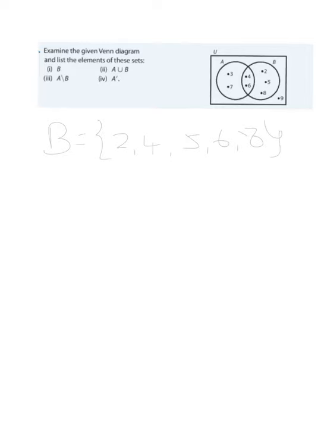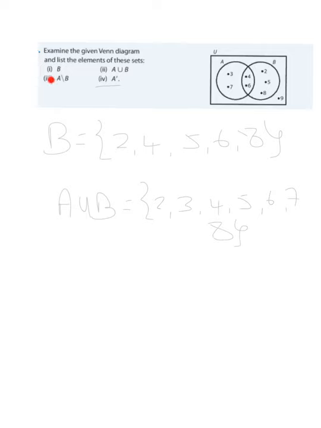Okay, the next one they asked us for is A union B. Remember, what does that U stand for? It stands for union. What does union mean? It means all the elements in A and B. So we put them in order: 2, 3, 4, 5, 6, 7, and 8. So A union B would be 2, 3, 4, 5, 6, 7, and 8.